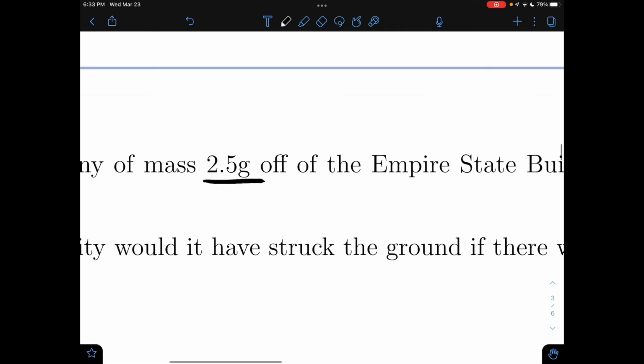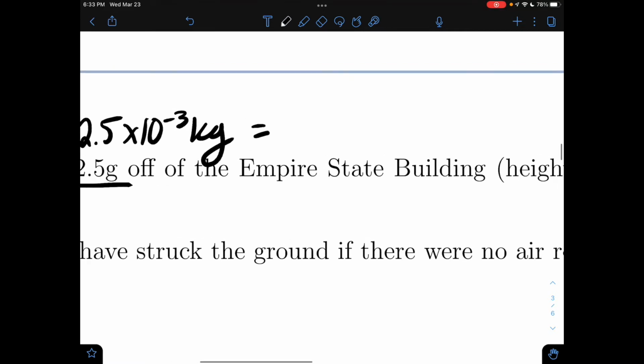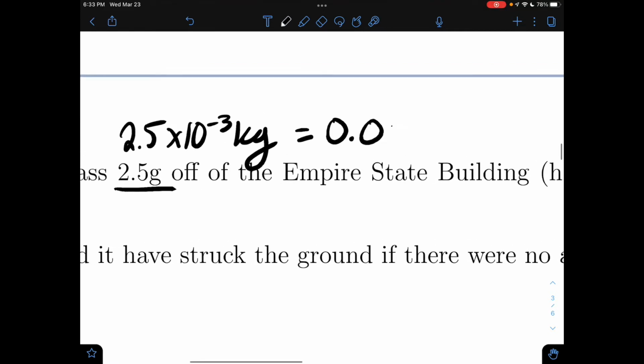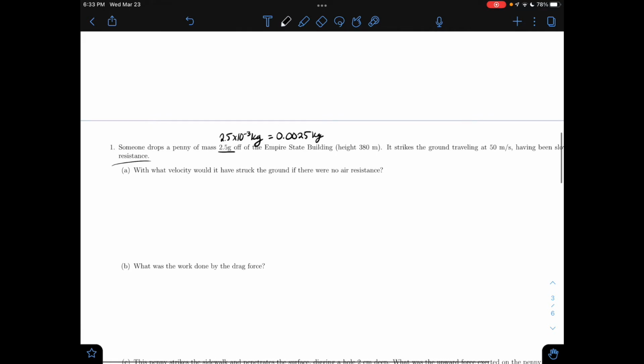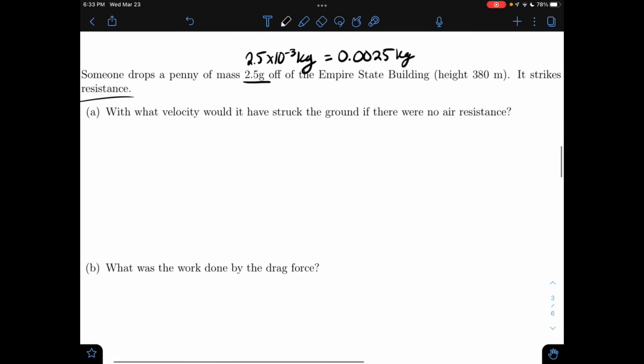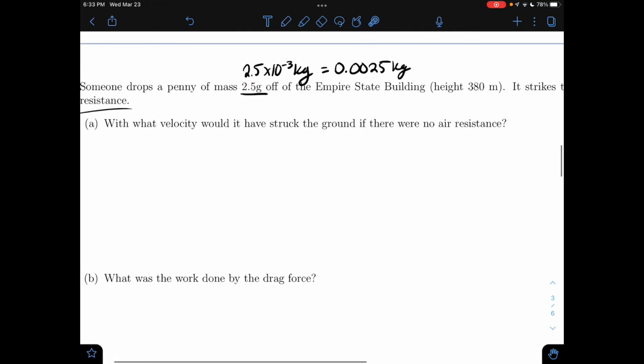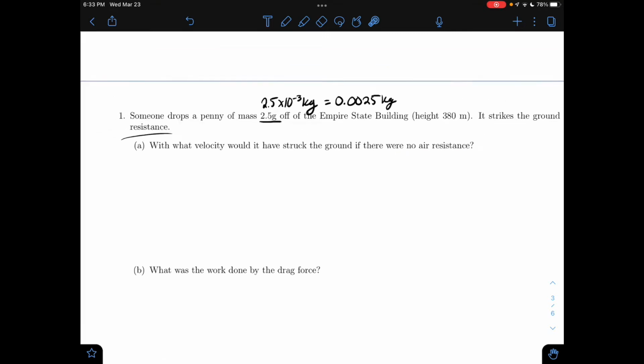So 2.5 grams sets off a bit of a red flag, right? Because we don't want our mass in grams, we want it in kilograms. So it's going to be 2.5 times 10 to the negative 3 kilograms, which is 0.0025 kilograms. So now we're in good units. Now we can start thinking about what the question's asking: with what velocity would it have struck the ground if there was no air resistance?